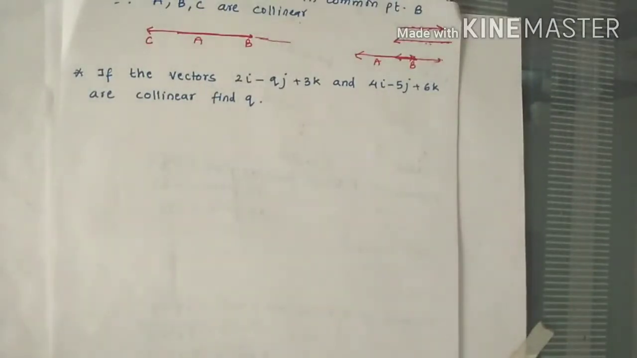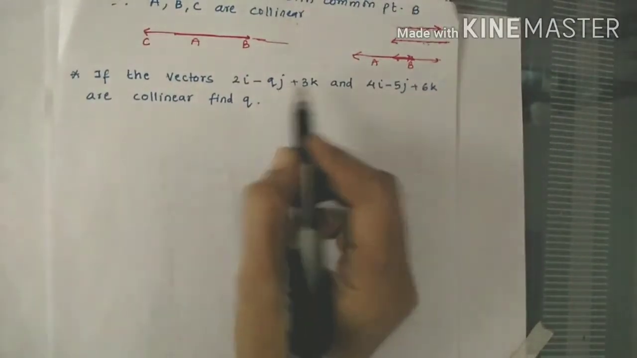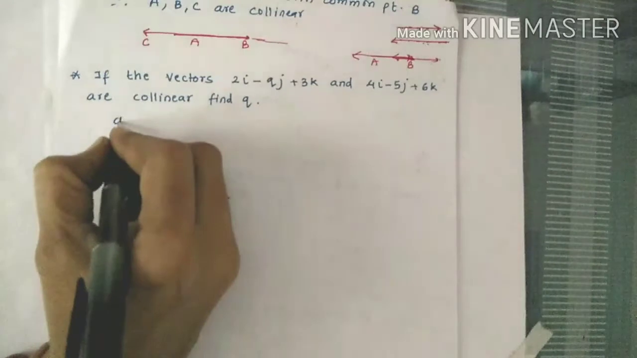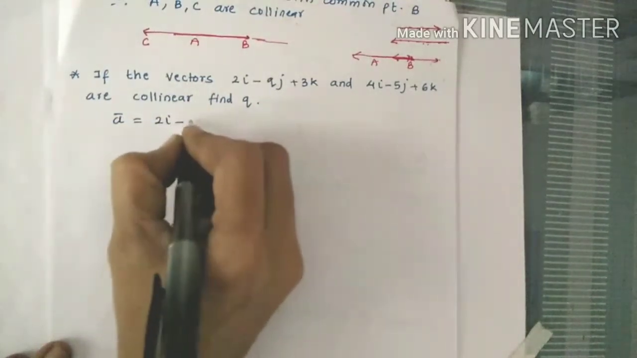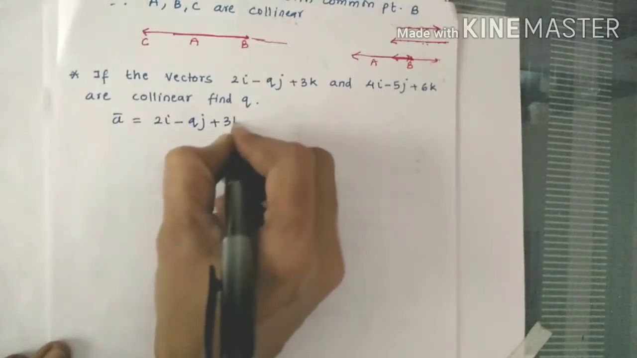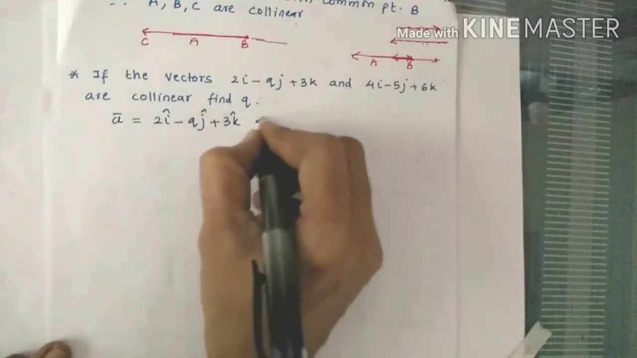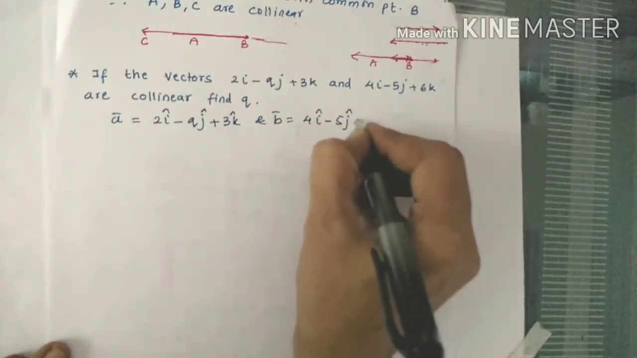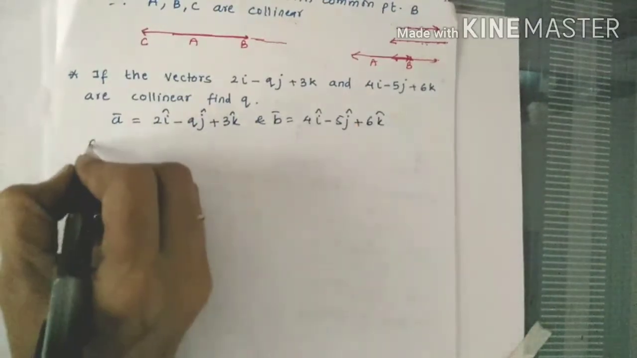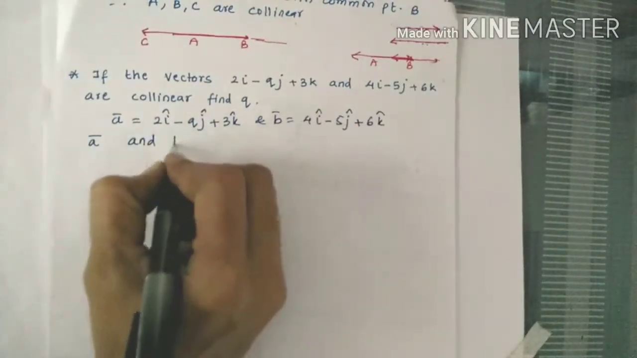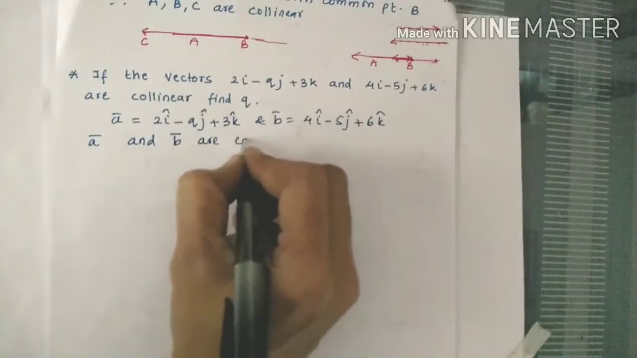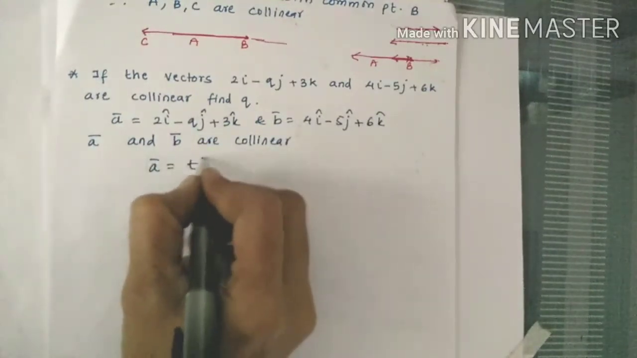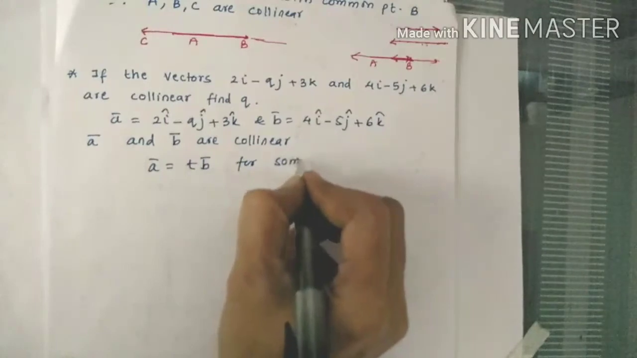Let's solve one more question on collinearity of two vectors. Here two vectors are given collinear. Find the unknown value q. So let A bar equal 2i minus qj plus 3k and B bar equal 4i minus 5j plus 6k. Now A bar and B bar are collinear. That means one is a scalar multiple of the other. Therefore A bar equals t B bar for some t belongs to R.